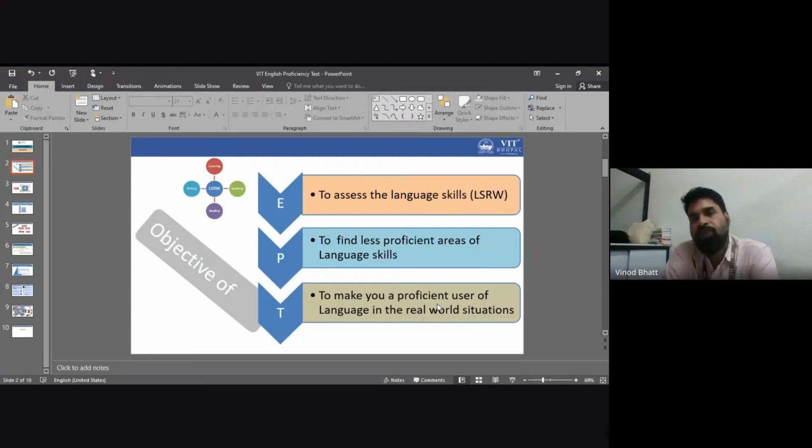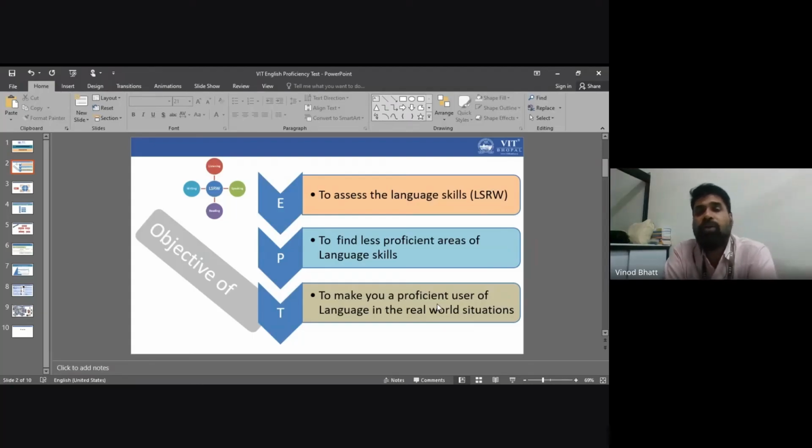So the first objective of conducting EPT is to assess your language skills. Even if we consider that you have a very good understanding of the English language, we still try to check where you stand. As per this test, we'll evaluate the present status of your language comprehension, particularly English, and accordingly we'll figure out how to improve it for the further challenges or the further stages. So this is our first objective.